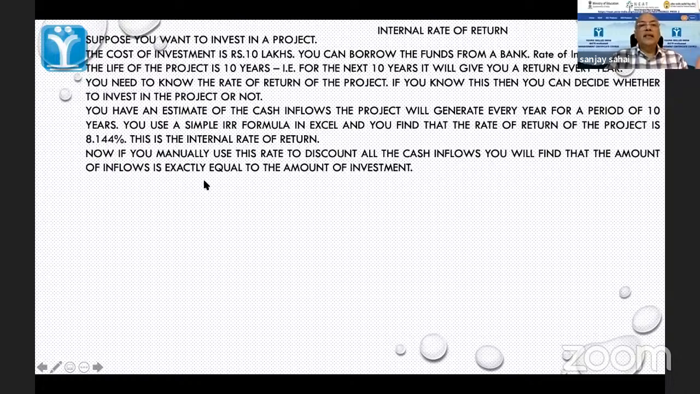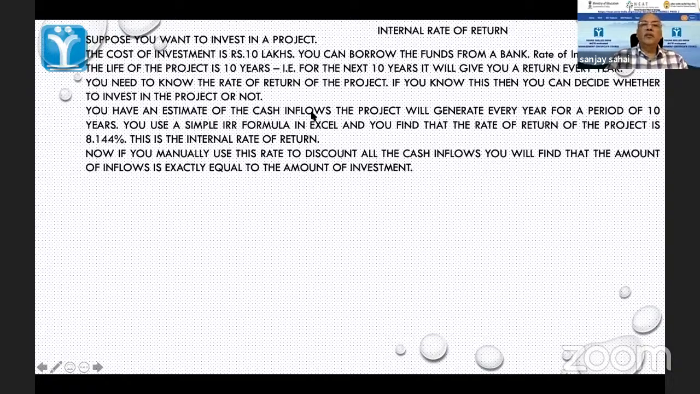This is another example, once again, to reinforce whatever we've learned. Let's say the cost of an investment is rupees 10 lakhs. You can borrow the funds from a bank. The rate of interest is 9%. The life of the project is 10 years. For the next 10 years, it will give you a return every year. You need to know the rate of return of the project. If you know this, then you can decide whether to invest in the project or not.